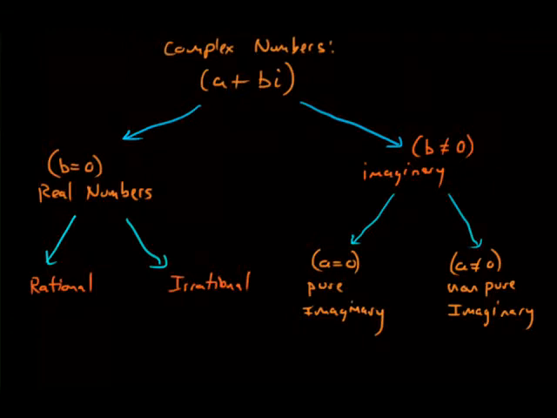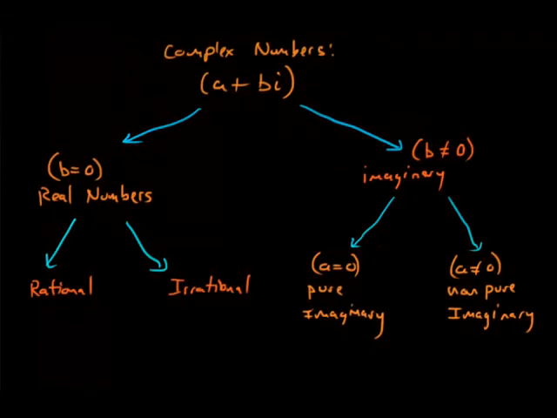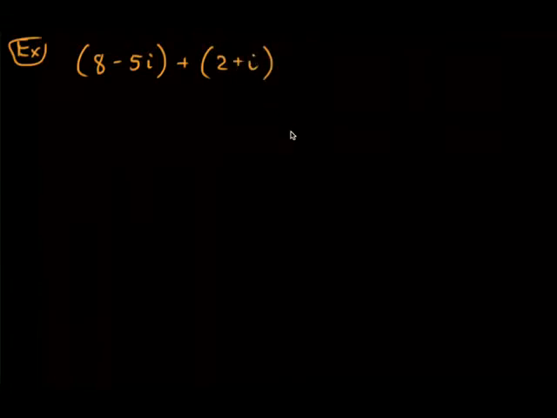So let's just do a little bit of work with complex numbers, adding, subtracting, multiplying of them. We won't do any dividing today. So, example. Let's say I want to add the following numbers. So 8 minus 5i. So there's a complex number, all right, a non-pure imaginary, and 2 plus i. Now it turns out when I'm adding these, I can just add their corresponding parts. So let's add their real parts. So 8 plus 2, all right.